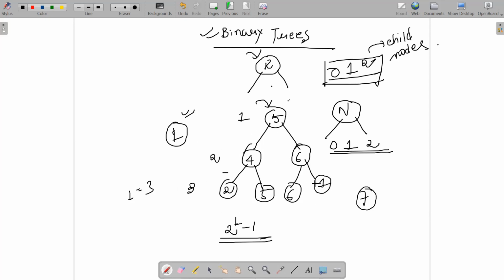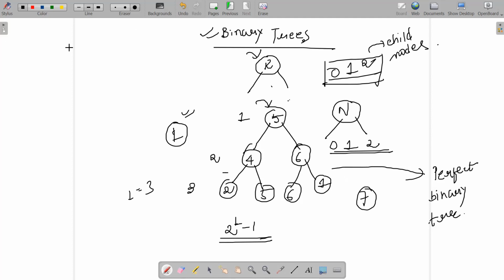Here, each and every level is completely filled, if I am not wrong. Inside the binary tree, each and every level is completely filled. Any more nodes that can be accommodated? I don't think so. What kind of binary tree is it? Can you let me know? This is what you call a perfect binary tree.